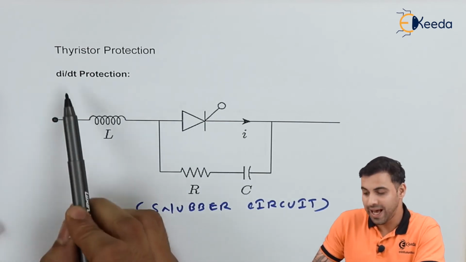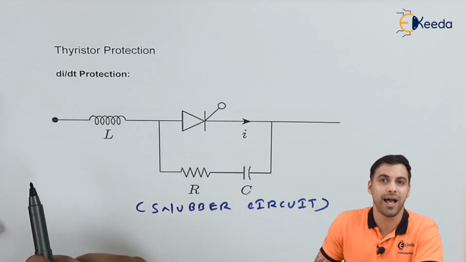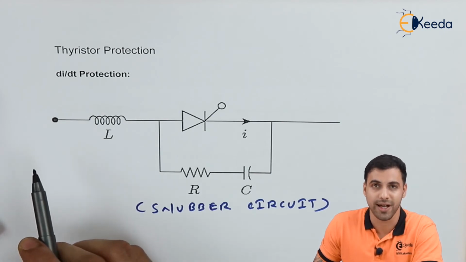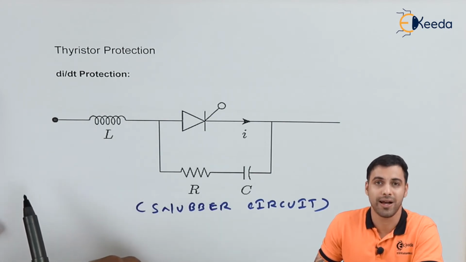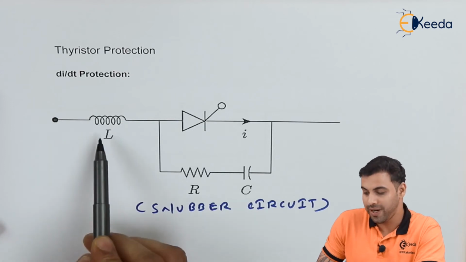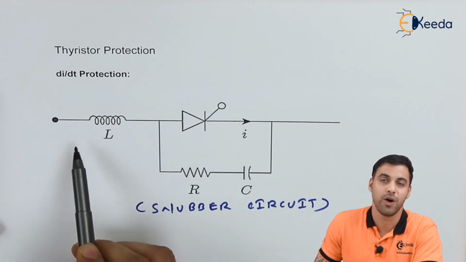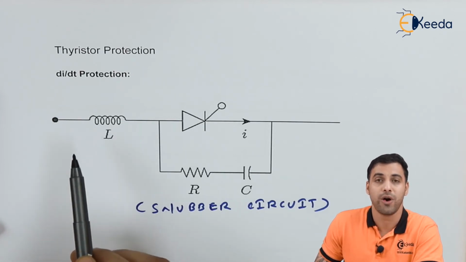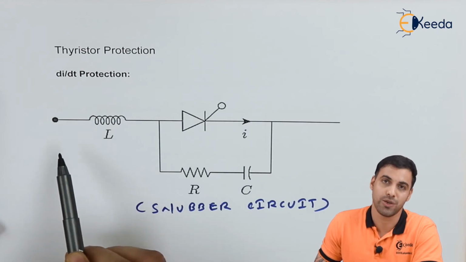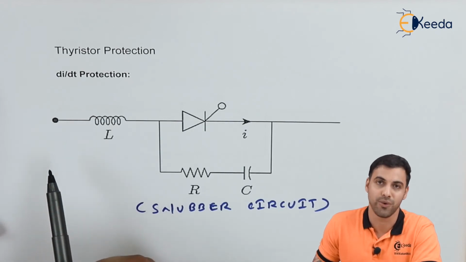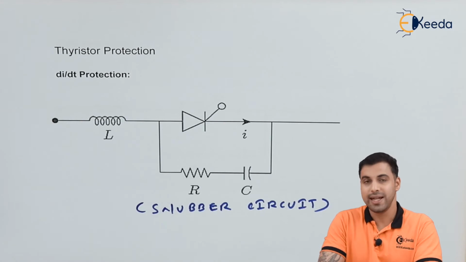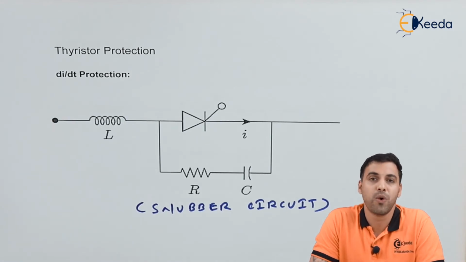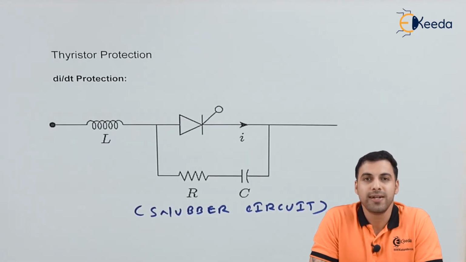Whenever di/dt is extremely high, or there is a sudden rise or an impulse of electric current, the job of the inductor is to limit the current. It restricts the flow of electric current through it, or a sudden change of electric current through it. Now friends, let's talk about di/dt protection of a thyristor.